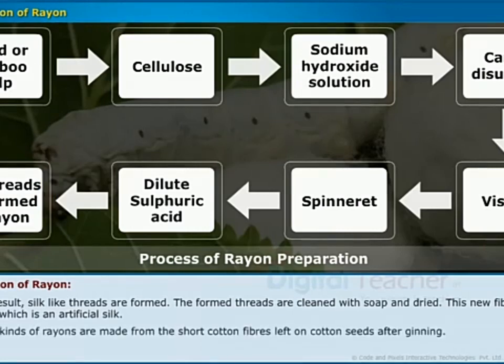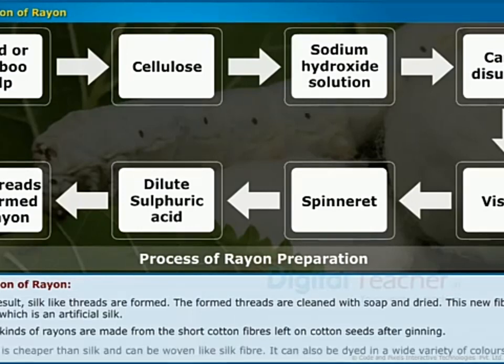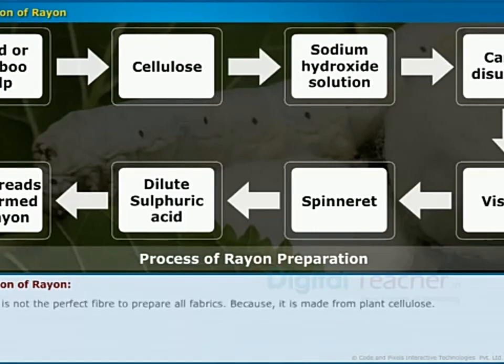Some kinds of rayon are made from the short cotton fibers left on cotton seeds after ginning. Rayon is cheaper than silk and can be woven like silk fiber. It can also be dyed in a wide variety of colors. But it is not the perfect fiber to prepare all fabrics, because it is made from plant cellulose.